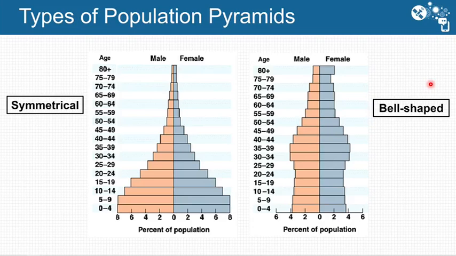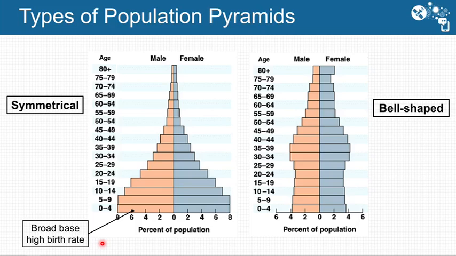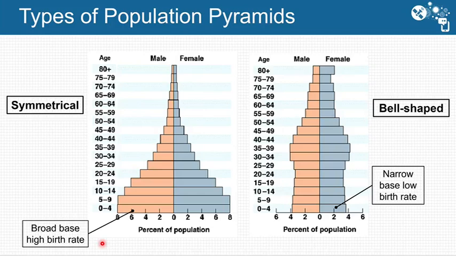So, let's have a look at this. This one here is a symmetrical one. You'll see it has a broad base, right? That means it's a high birth rate that we've got here. Now look at this one. Here's a narrow base, right? So this means there's a low birth rate. So this means that in this case, we have planned families. And that is why it's so much less.